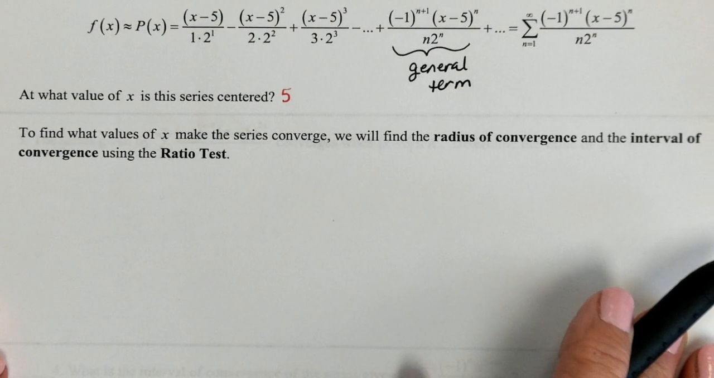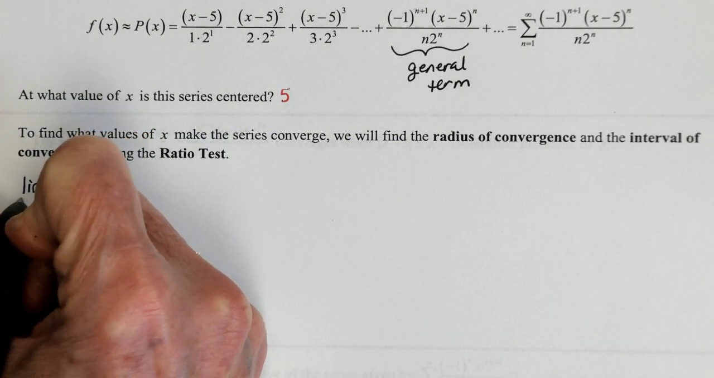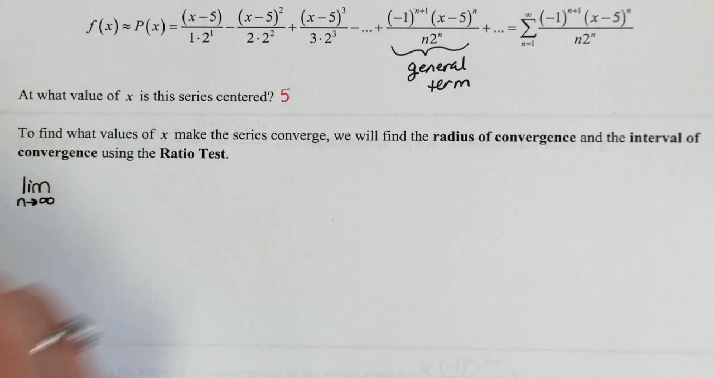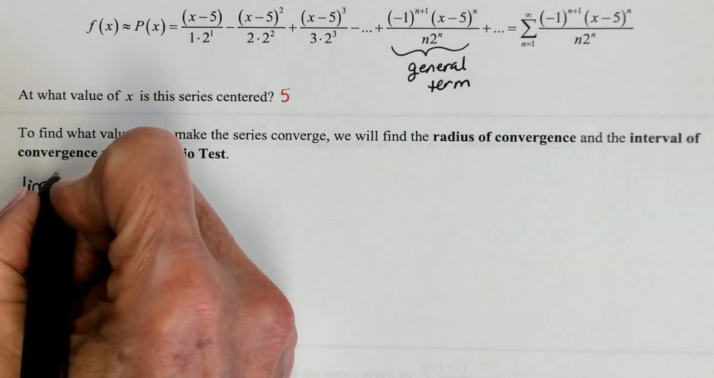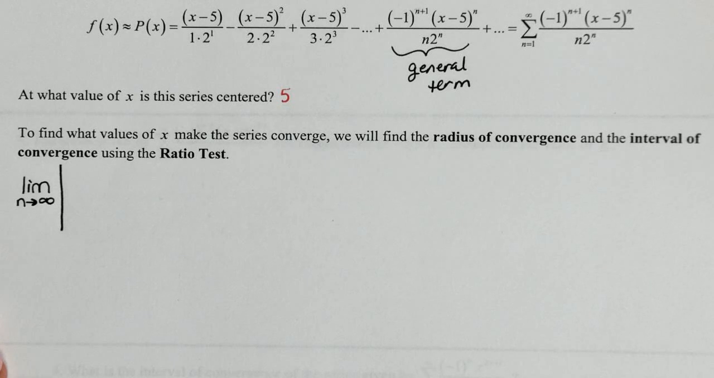So, ratio test always begins with limit. Limit n goes to infinity. It makes no sense if you don't write limit, so be sure to write limit. And use an absolute value bar here, okay?